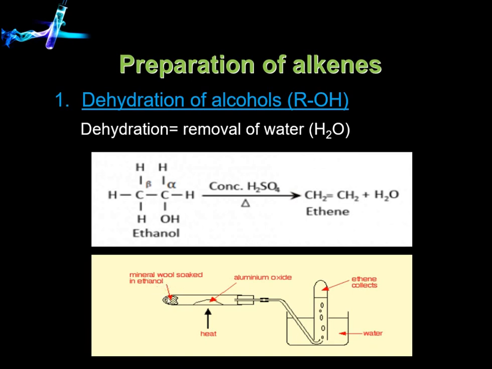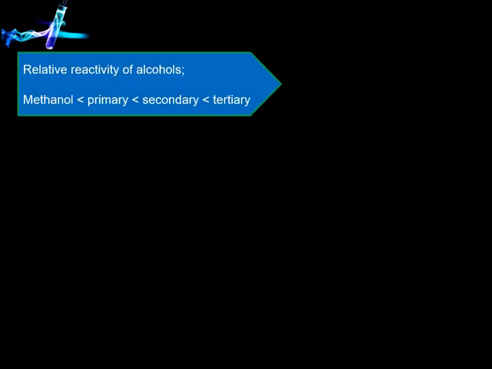There is wool which is soaked in ethanol. It is kept on one side of the test tube. It is passed over heated aluminium oxide, and the vapors are collected over water in this test tube. These vapors are of ethene gas. This is the simplest way to prepare ethene from alcohols in the lab.